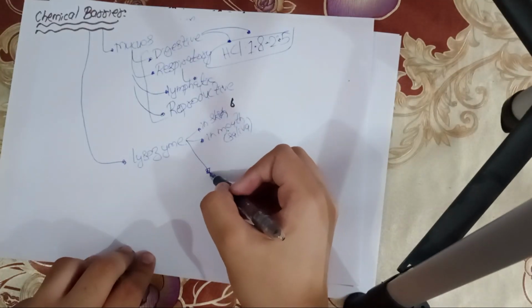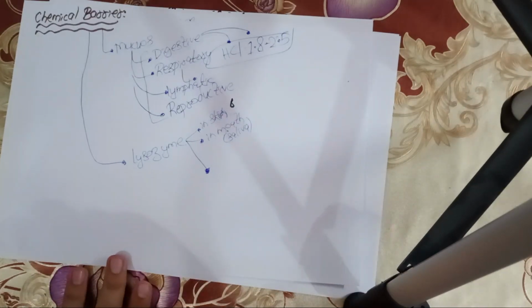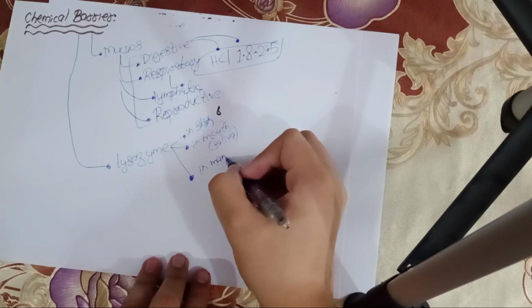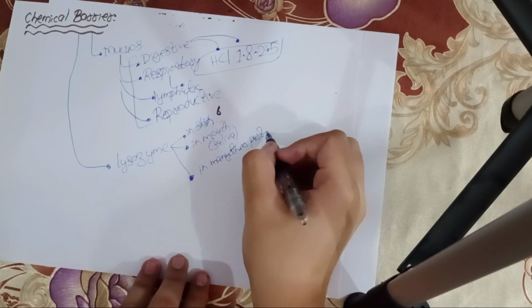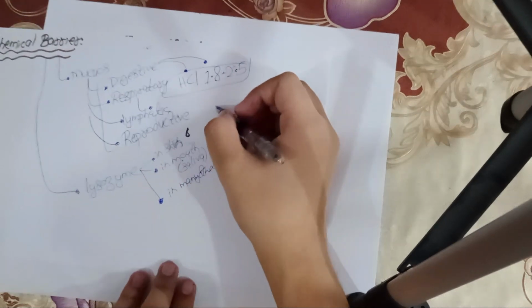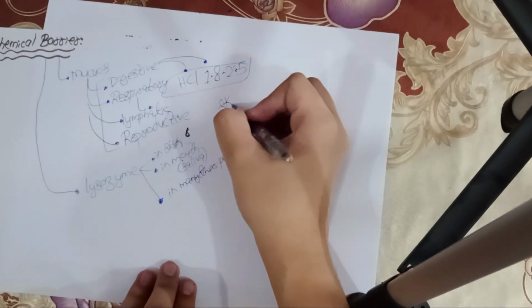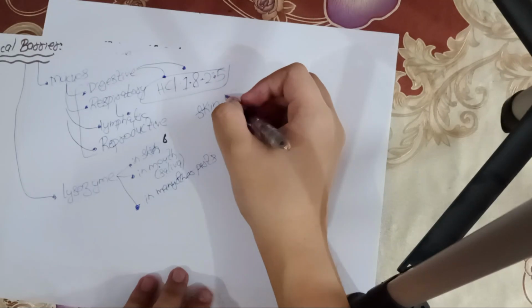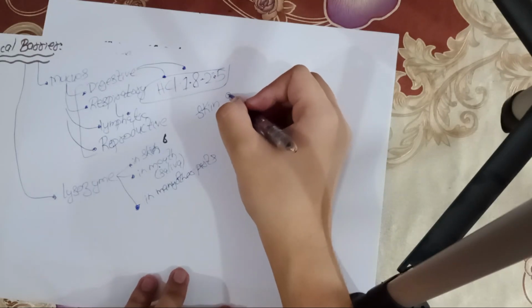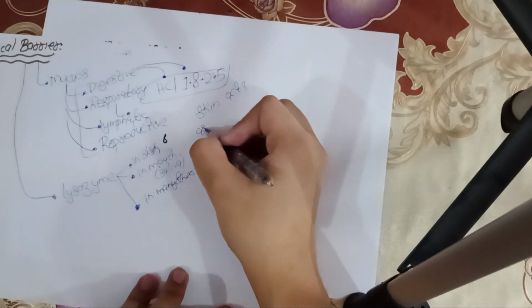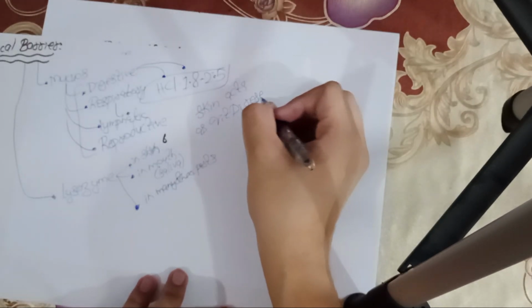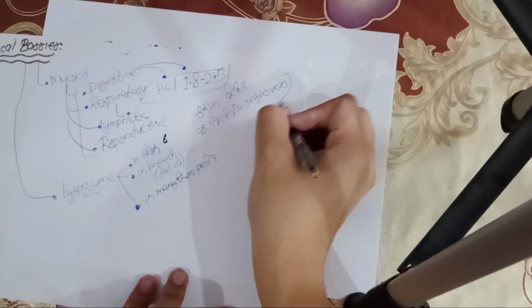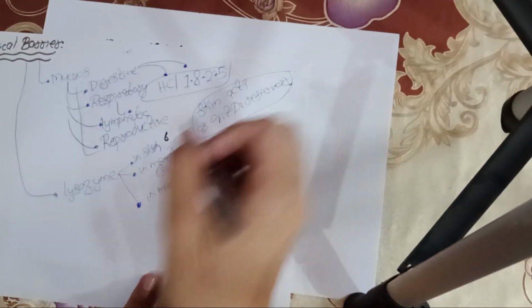Moreover, we have it in many other parts. These are some of the important points. One more point is that skin in the physical barrier acts as a vitamin D reservoir, which means it stores vitamin D.